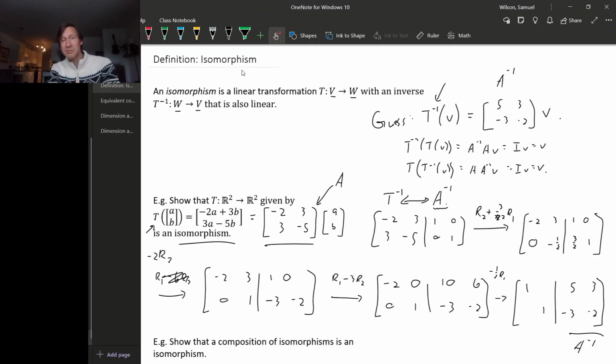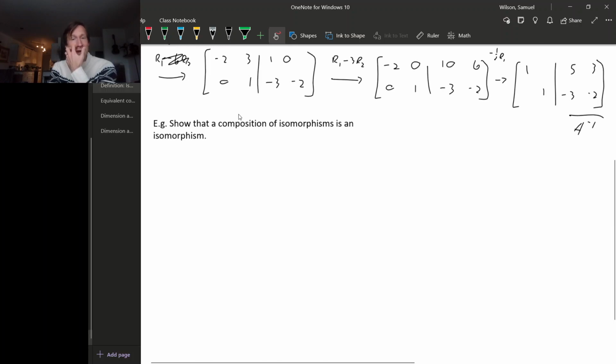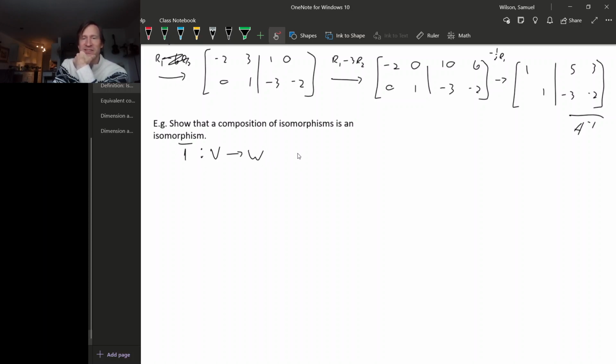All right, for another test of our understanding of isomorphisms, let's show that a composition of isomorphisms is an isomorphism. So suppose we have T going from some subspace V to some subspace W, and then some other transformation S going from W to some third subspace U. And let's assume that these are both isomorphisms, iso for short. That means that they have inverses. T inverse is going to go from W to V, and S inverse is going to go from U to W.